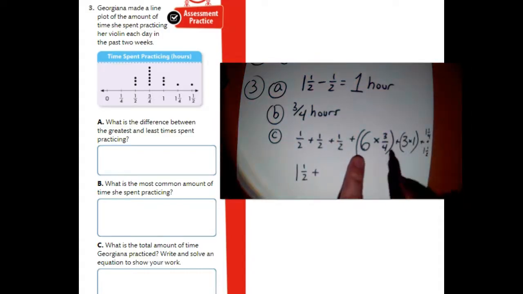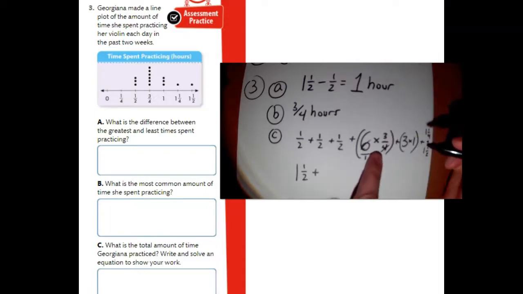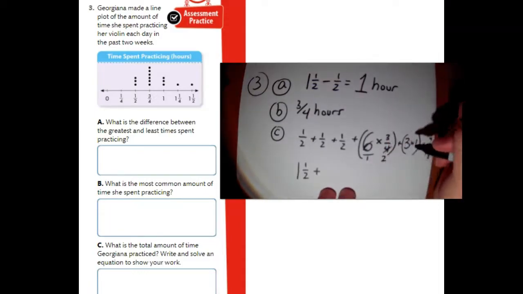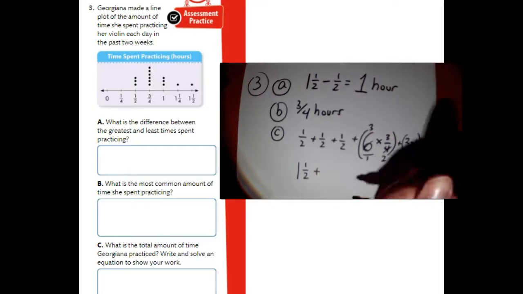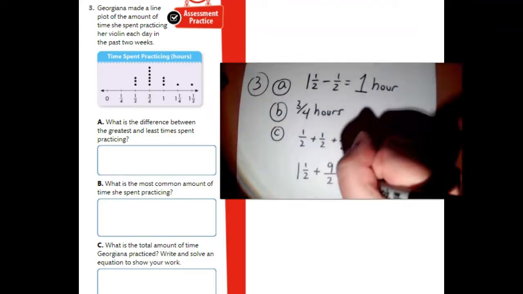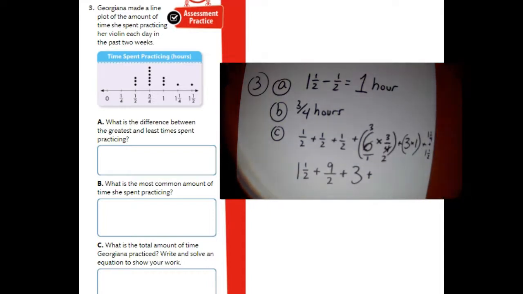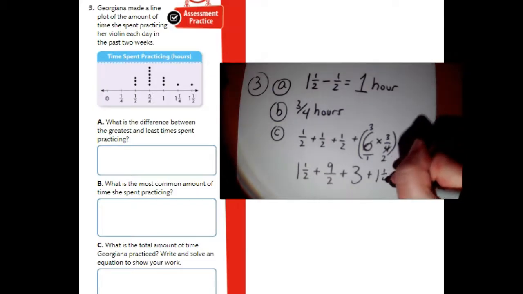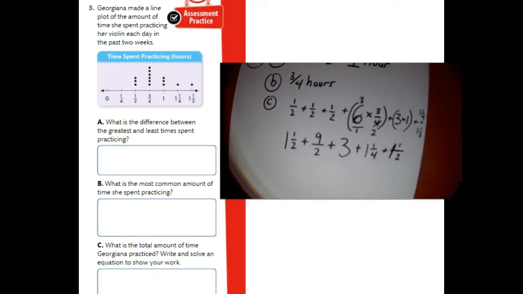6 times 3/4, think of that as 6/1. And then simplify, right? 2 goes into 4 and 2 goes into 6. 2 goes into 4 twice, 2 goes into 6 3 times. That's 3 times 3, which is 9, and 1 times 2, which is 2. 3 times 1 is obviously 3, and then I have 1 1/4 and 1 1/2. I guess I could add those together, but I'll keep them separate for now. 1 1/2. Right? I'm just adding these all together.